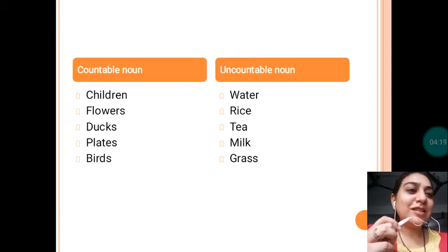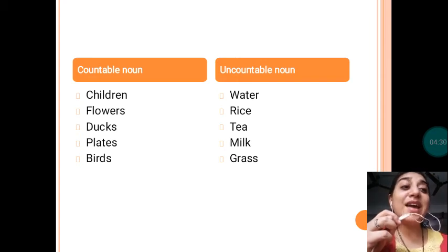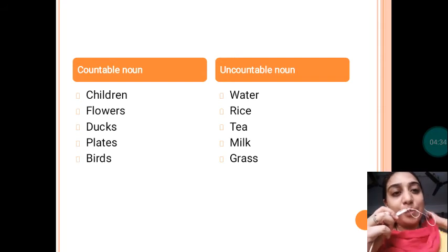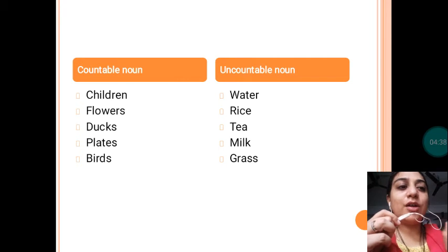There are 3 plates in the picture. Birds are also countable in the picture. What is uncountable? Water. Yes, we cannot count each and every droplet of water. Rice, we cannot count each and every particle of rice. Tea, can we count tea? No, we cannot count tea. Milk, grass, so these are uncountable nouns.